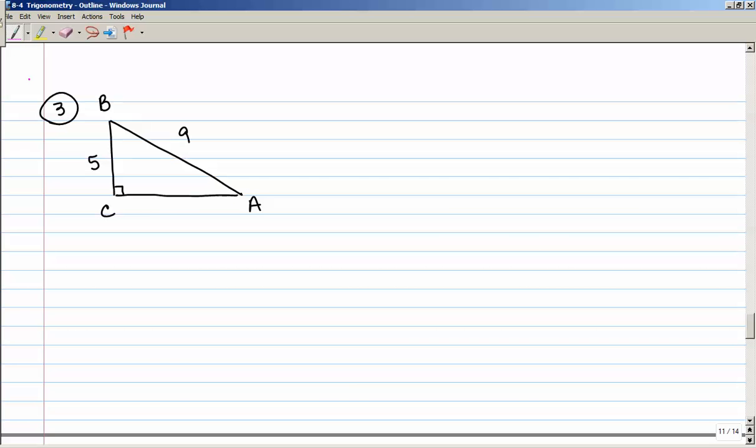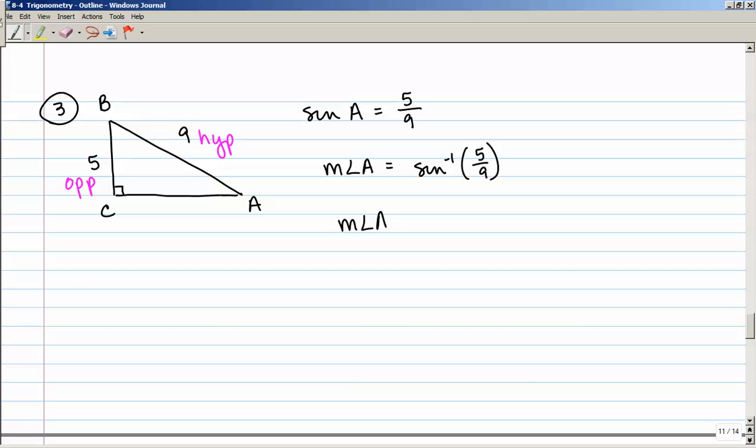And our last example in this category, we need to find the measure of angle A. In relation to angle A, 5 is opposite, and 9 is my hypotenuse. The trig function that uses opposite and hypotenuse is sine, so I need to do the sine of angle A is equal to 5 over 9, opposite over hypotenuse, or the measure of angle A is the inverse sine of 5 over 9. And when I punch that into my calculator, I get that the measure of angle A is approximately 33.7 degrees.